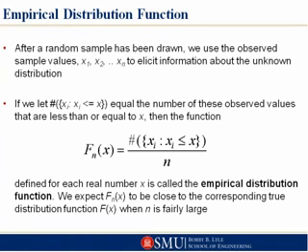Empirical distribution function. After a random sample has been drawn, we use the observed sample values, x1 through xn, to elicit information about the unknown distribution. It's a big ticket, right? You draw a sample, you look at some attributes of the sample and say, hey, does this represent the full population? And if we let x of i, what is this also?